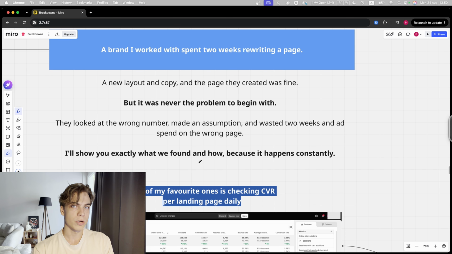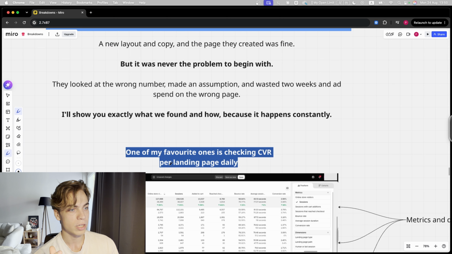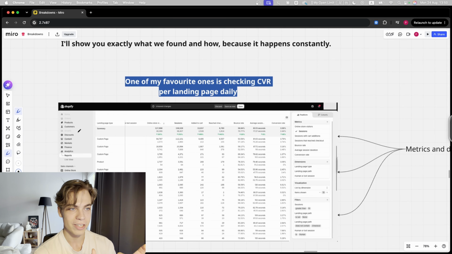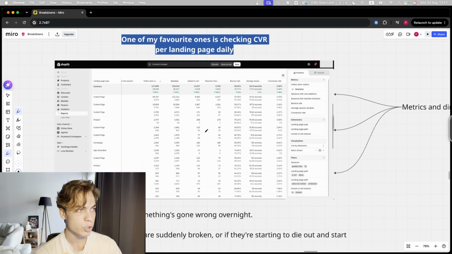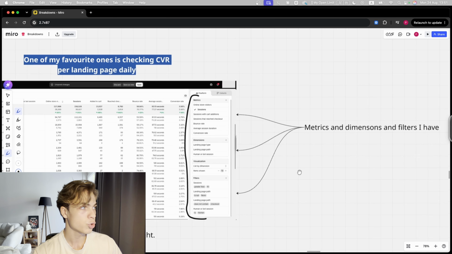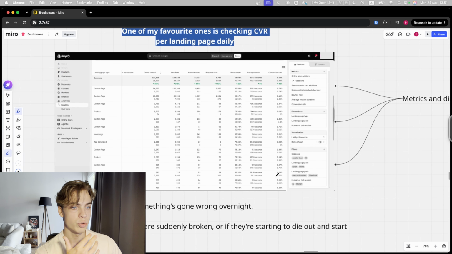So I'm going to start off with Shopify Analytics. You have Shopify, just go on the analytics, and this is one of my favorite things that I want you to also create: a conversion rate per landing page report. And honestly, what I do is I just open it daily. It takes me like 1 minute just to check if the KPIs are okay. And this is what it actually looks like, and this is how you can create it over here, with metrics and dimensions and the filters and all of those things that I have. And as I said, you can do this yourself.